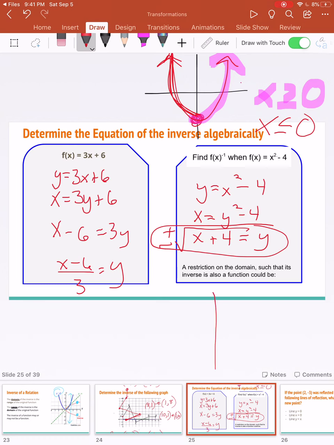Okay, so a domain that wouldn't work for this graph would be x is less than or equal to positive 2, right? Because then I would be able to draw a horizontal line and I'd hit that graph more than once.